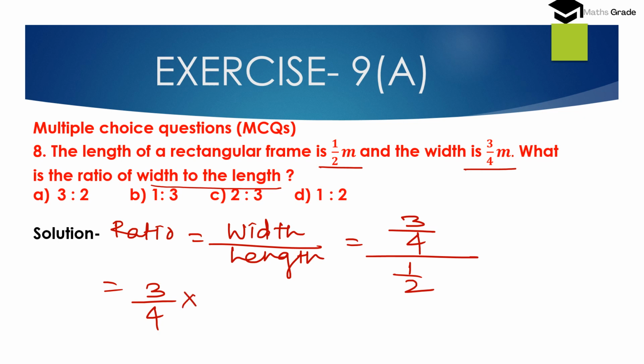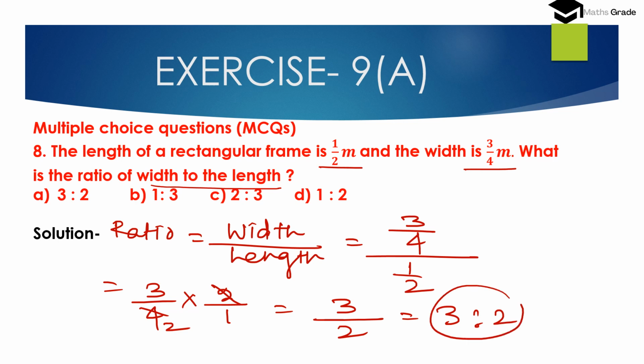Now 3 divided by 4 multiplied with 2 divided by 1. So cancelling 2 and 4, 2 multiplied by 2 is 4. Now we get 3 divided by 2, that is 3 is to 2. 3 is to 2 is the answer. So option A is the correct option.